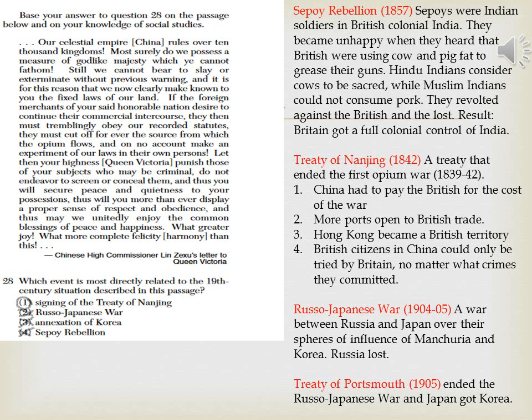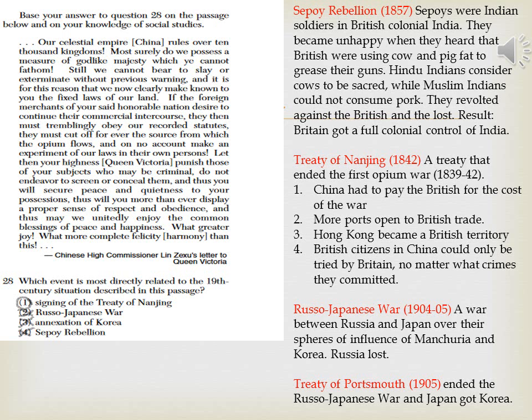Let's take a look at those events, because most likely they will show up in the Regents. So, the Sepoy Rebellion, 1857. Sepoys were Indian soldiers in British colonial India. They became unhappy because of a rumor that the British were using cow and pig fat to grease their guns. Hindu Indians considered cows to be sacred, while Muslim Indians can't consume pork. They rebelled against the British, but they lost. As a result, Britain got full colonial control of India.